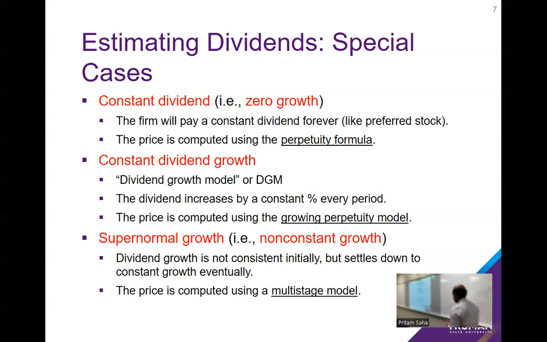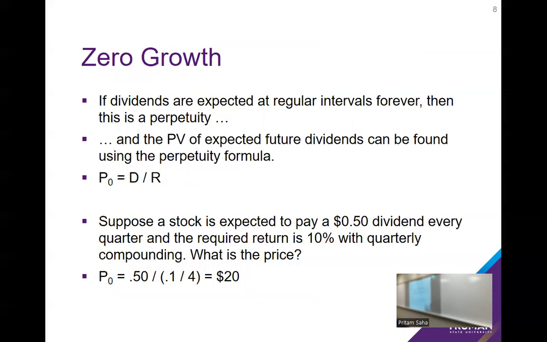Now let's jump on to the valuation point. How can we value these three different models? First model, constant dividend or zero growth, applicable for preferred stock. Present value formula, the price formula. So basically, the price is dividend one divided by the discount rate.